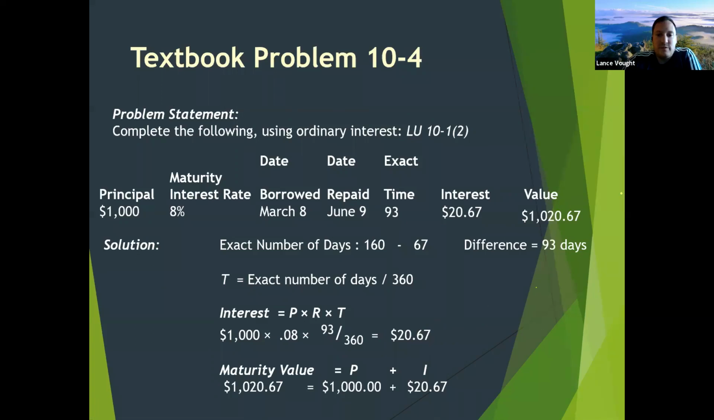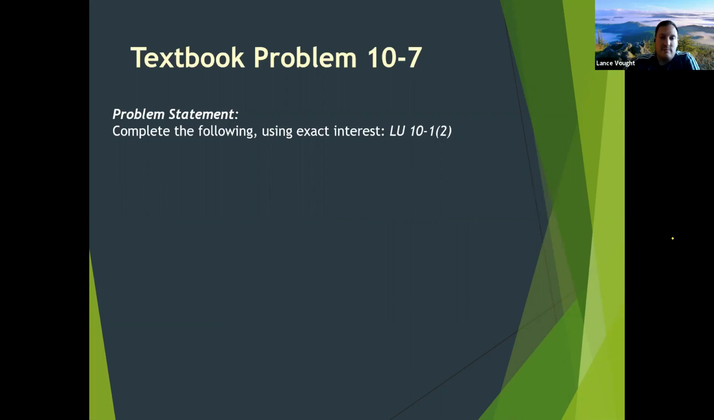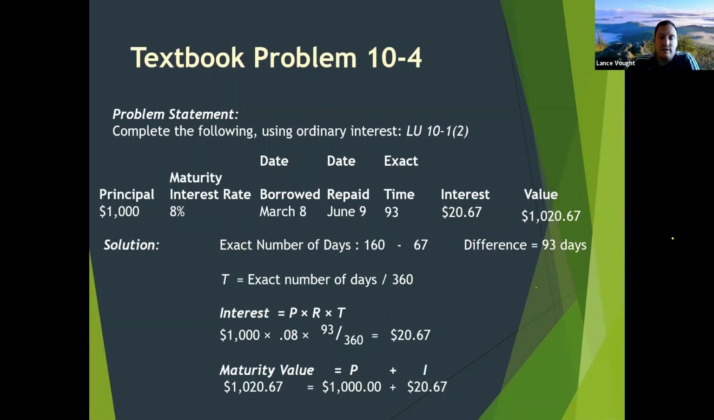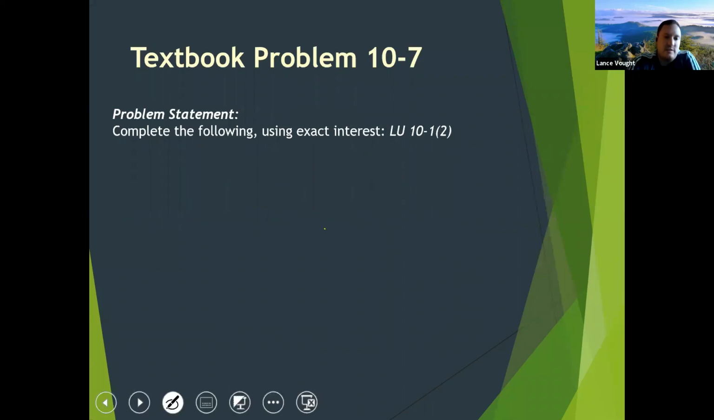Any questions about solving that one? Okay, just want to make sure everyone has a chance to copy it down. I can't remember if I made this one or a different problem, one of the homework problems. Now we're going to use exact interest instead of ordinary. So ordinary uses 360, exact uses 365.